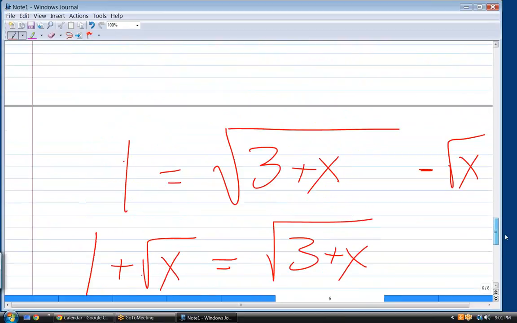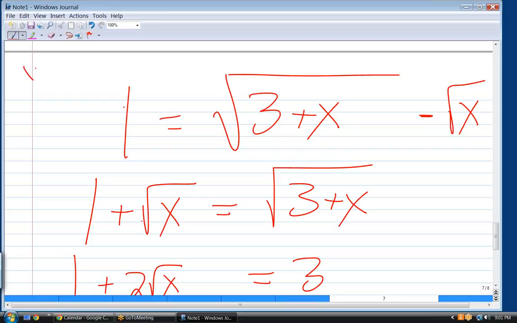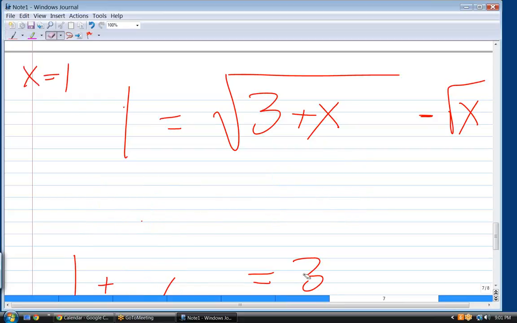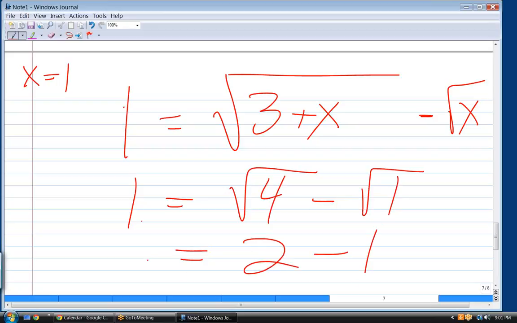Yeah, now let's check that solution. So does x equal 1 work here? Well, is 1 equal to the square root of 4 minus the square root of 1? And yes, it does. Yep, it works out.